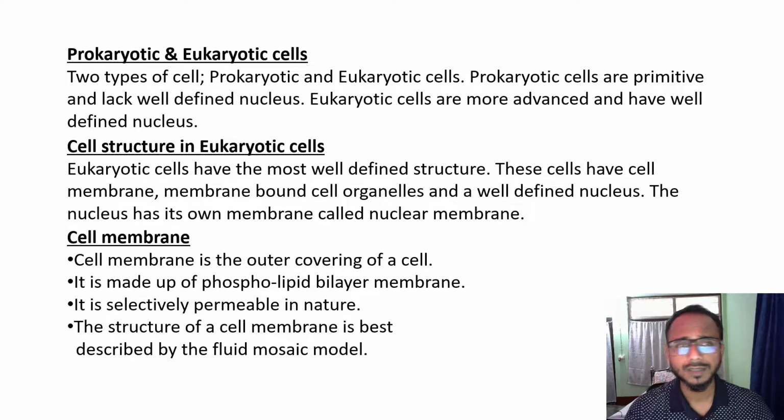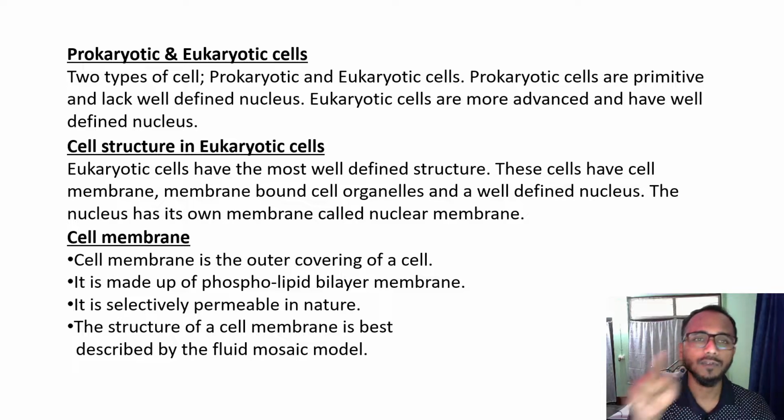Now there are two types of cells. One is the prokaryotic cell and the other is the eukaryotic cell. So what are prokaryotic and eukaryotic cells? Prokaryotic cells are primitive, and they do not have a nucleus. What is a nucleus? You know how an atom works. What does an atom have? It has a nucleus that includes both the protons and the neutrons, and the electrons revolve around it. So that is the main basic shape of an atom.